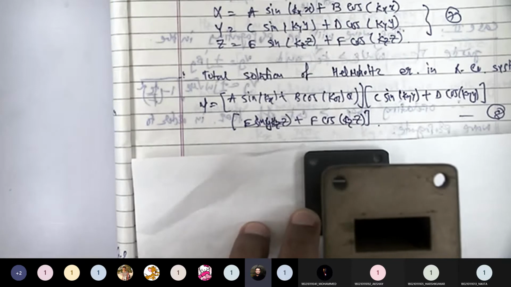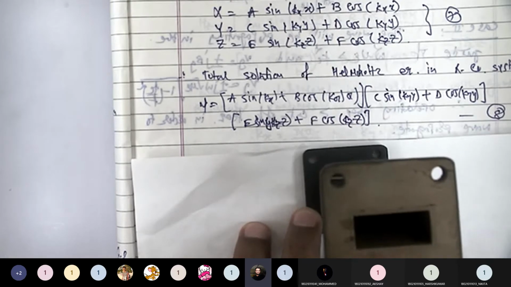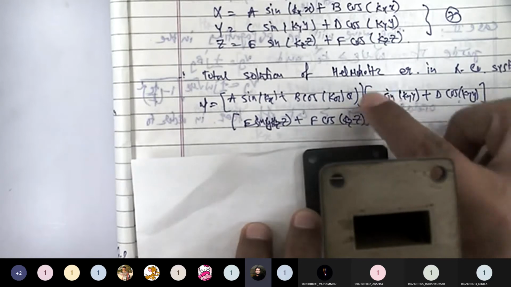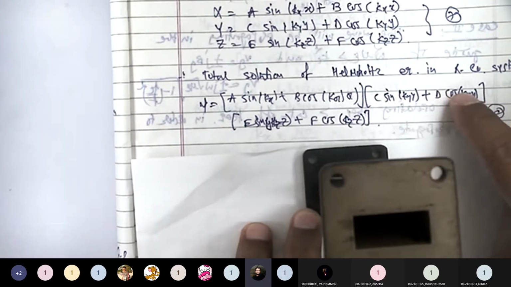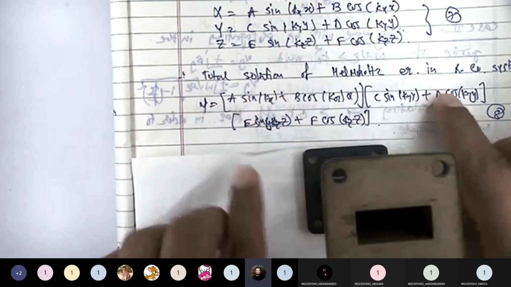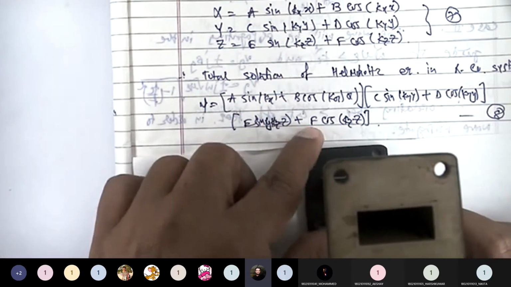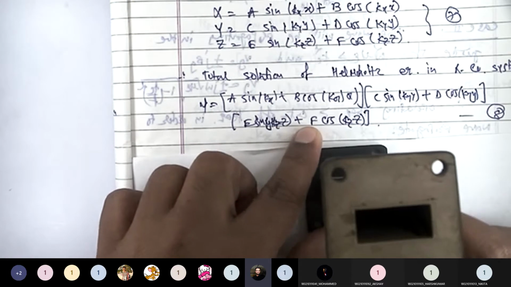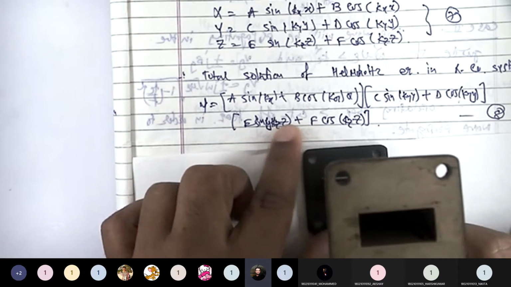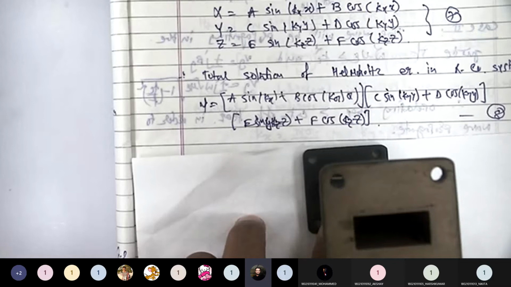So this means the physical significance is that if you know the constant cut off wave number, and you put that value into these individual equations, and at the same time the constants A, B, C, D, E and F, which are nothing but the constant terms which can be calculated using boundary conditions, if you find them, then you will get the final field behavior inside this rectangular waveguide.